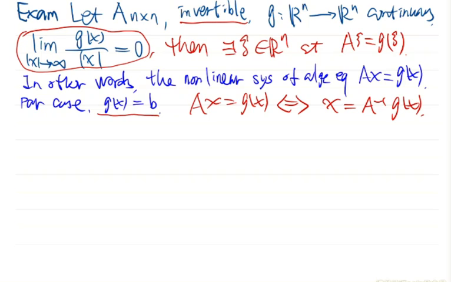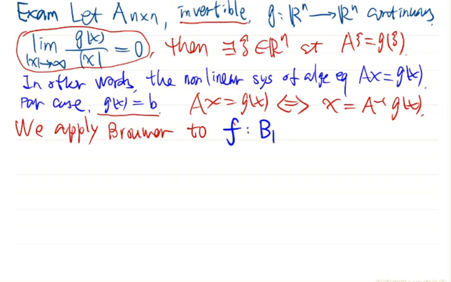Therefore, to prove this result, we apply Brouwer to the map. The map is our f, defined on R^n, f(x) = A inverse g(x). Since g is continuous, and A inverse, as a linear map, is also continuous, this map is continuous, no problem.